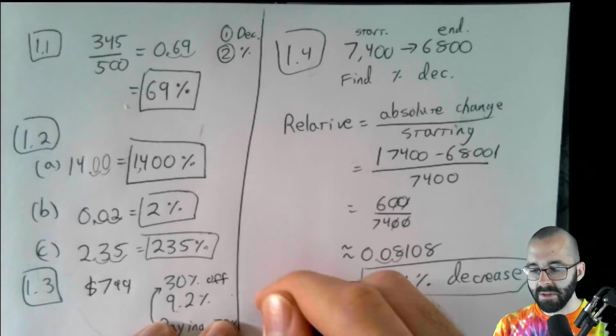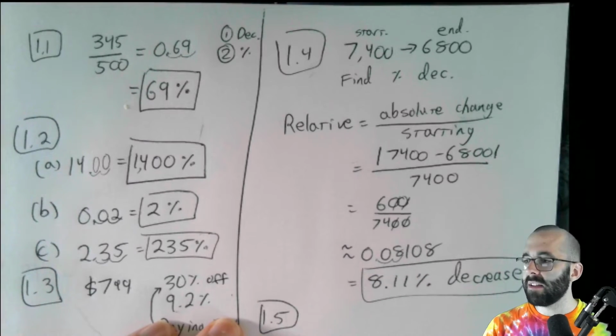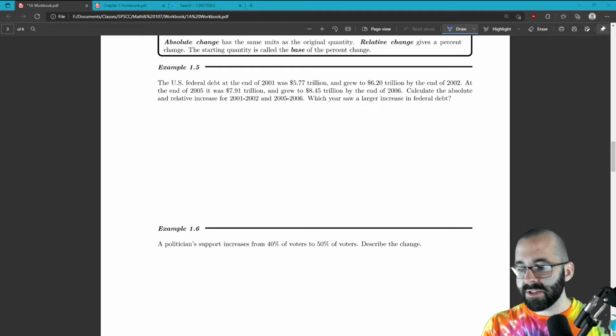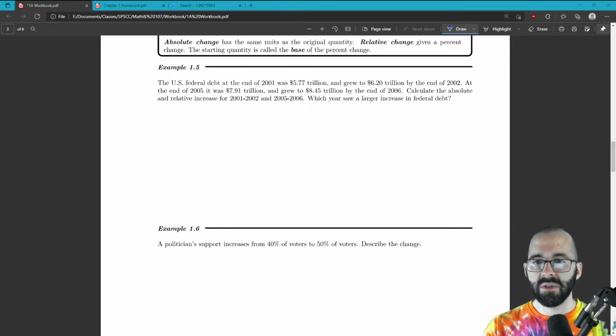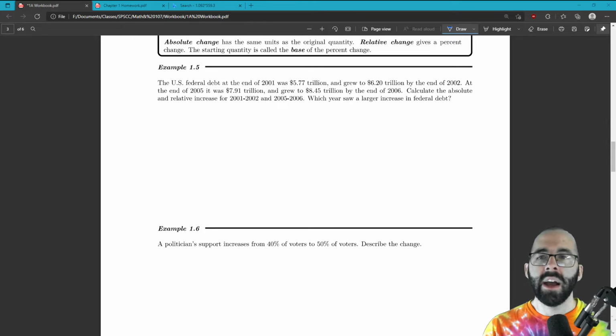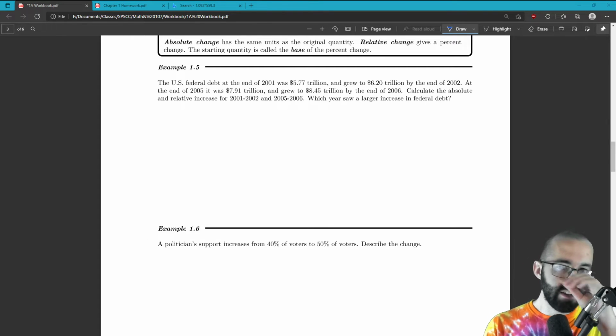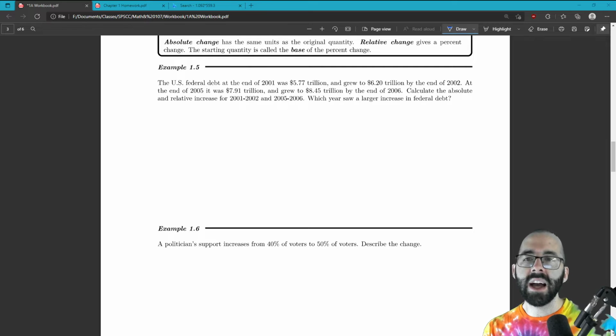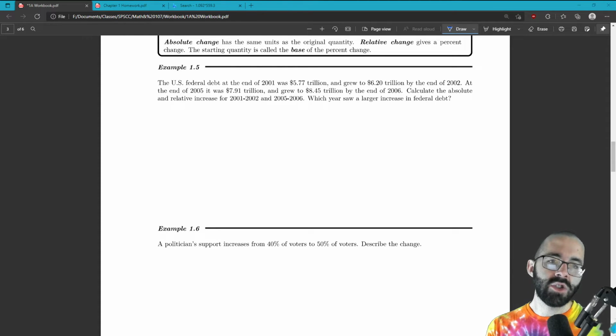So we'll do something similar for 1.5. We're now looking at the U.S. federal debt. So at the end of 2001, it was 5.77 trillion, and then it grew to a different number. And then we're also looking at in 2005, where it was 7.91, and it grew to 8.45. So what it wants us to do is calculate the absolute and relative increase for both of those chunks of years, and say which year.